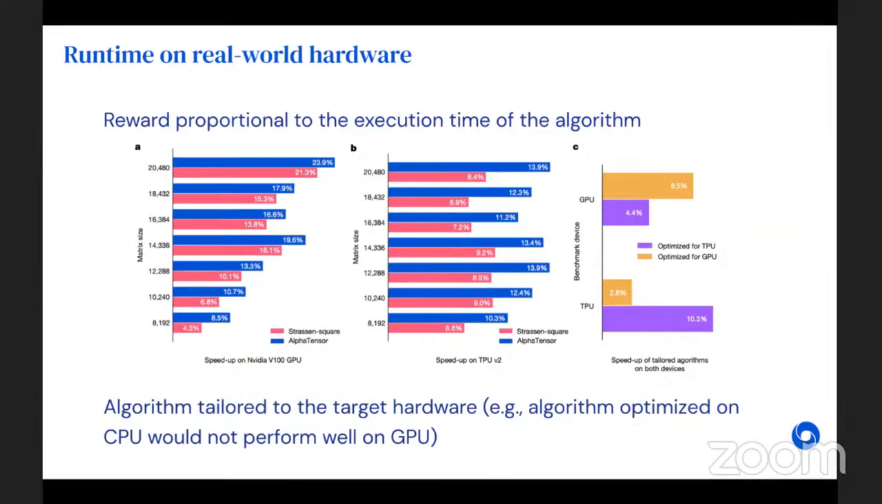If you take an algorithm that is optimized for GPU and then you test it on TPU, it's not going to be as good as if you find an algorithm optimized for TPU and then test it on TPU too. So as I said, the algorithm is tailored to the target hardware.